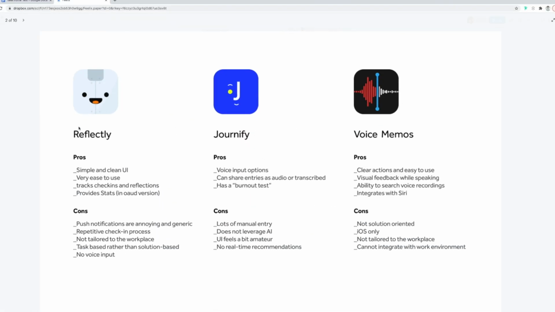So yeah, Reflectly, Journify, and Voice Memos were some competitors that came up. Just listed some pros and cons. Some of these pros and cons were from people in the surveys, and some were just my own findings.